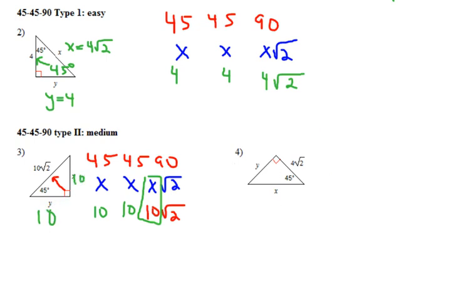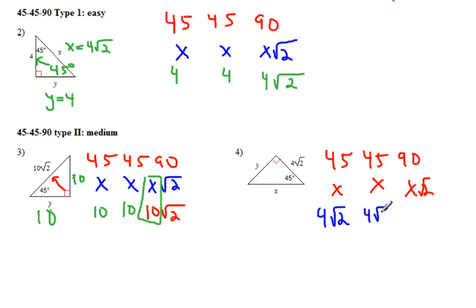What else might happen here? You might have a radical number across from one of the 45. So we think 45, 45, 90, x, x, and x root 2. So this time, across from one of those 45s is 4 root 2. So if this is 4 root 2, and this is 4 root 2, that means we have to take this and replace it for x.